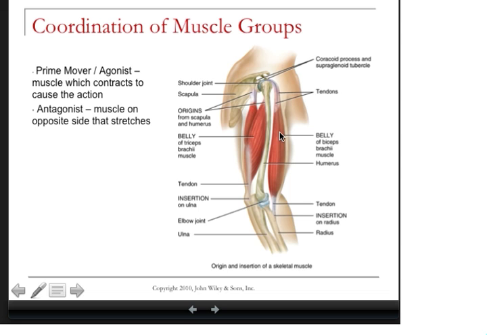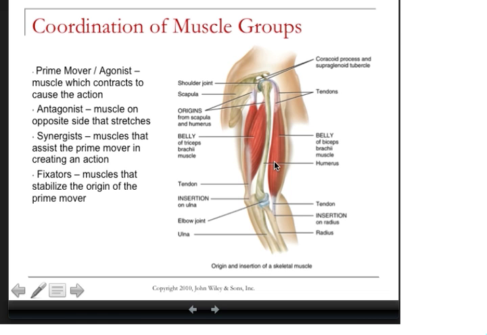The antagonist is the muscle that opposes the effect. So in this muscle group, the triceps are going to be the antagonistic muscle group. The synergists are the muscles that assist the prime mover in creating the action. So for the biceps brachii, that would be the brachialis muscle, basically a helper outer. And the fixators are muscles that stabilize the origin of the prime mover.